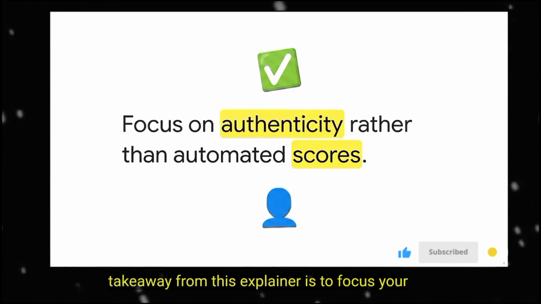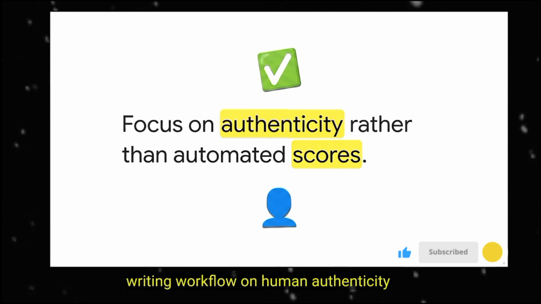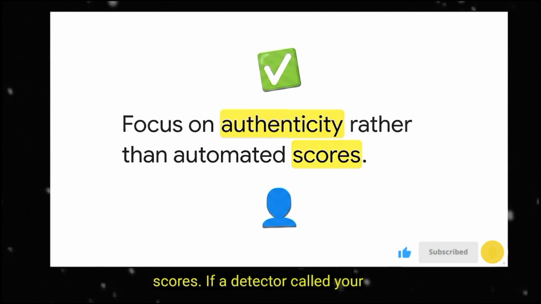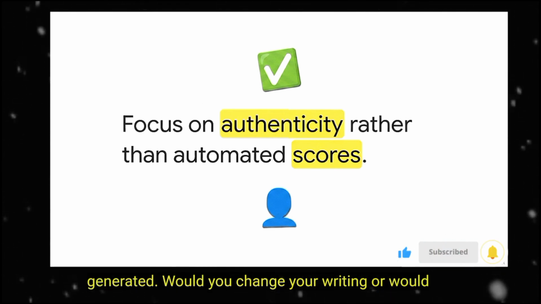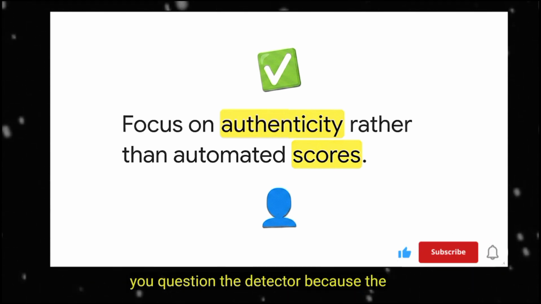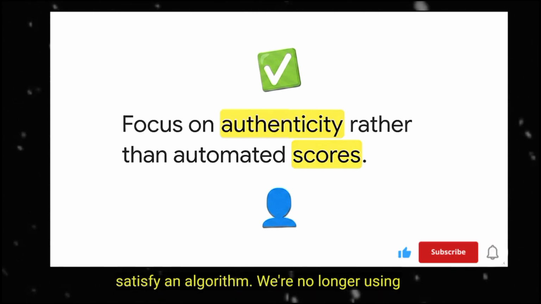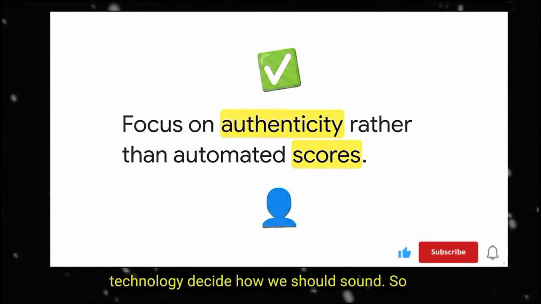Your actionable takeaway from this explainer is to focus your writing workflow on human authenticity, rather than just passing automated scores. If a detector called your most original piece of writing AI-generated, would you change your writing, or would you question the detector? Because the moment we start changing our voice just to satisfy an algorithm, we're no longer using technology to help us communicate. We're letting technology decide how we should sound.